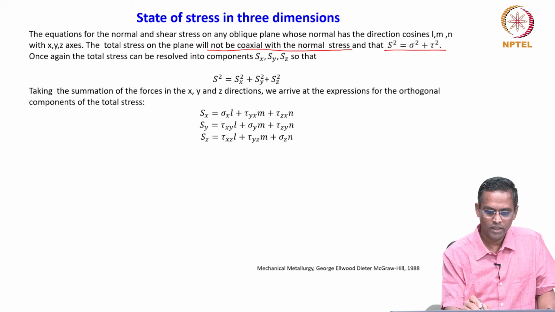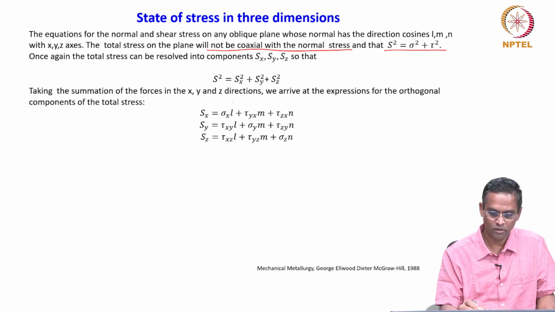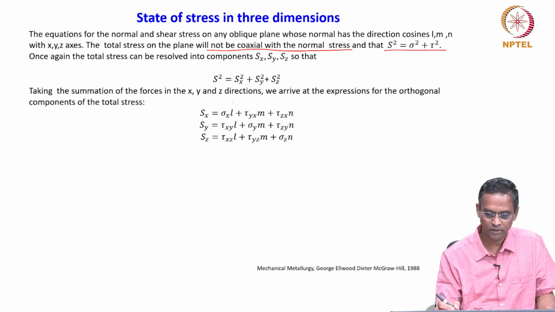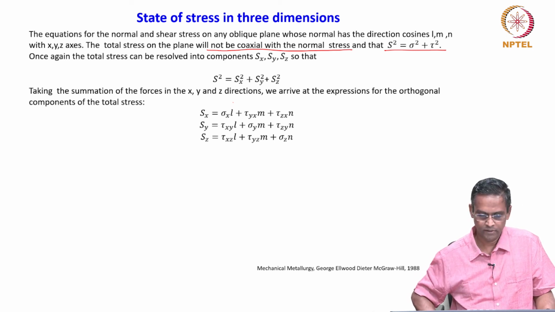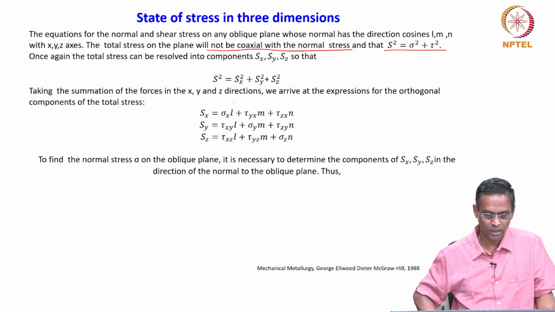The resolved component is s squared equals sx squared plus sy squared plus sz squared. Taking the summation of forces in all these 3 directions, we arrive at the expression for the orthogonal components of the total stress. This can be expanded like this. So, we are trying to resolve this.